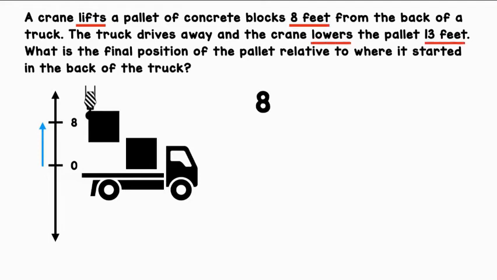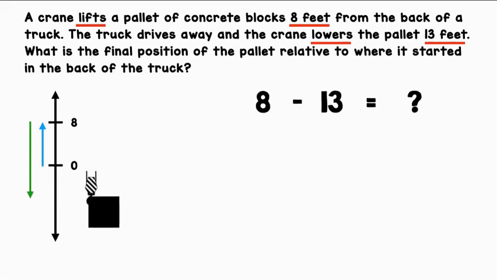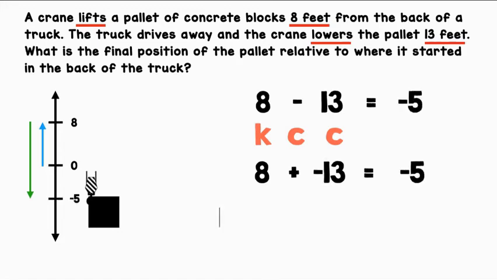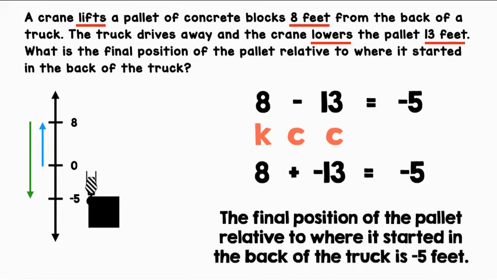Then it is lowered 13 feet. So we can subtract 13. This will give us the position of the pallet. Let's use keep, change to solve this expression. Keep the 8, change subtraction to addition, and change positive 13 to -13. That will give us -5. The final position of the pallet relative to where it started in the back of the truck is -5 feet.